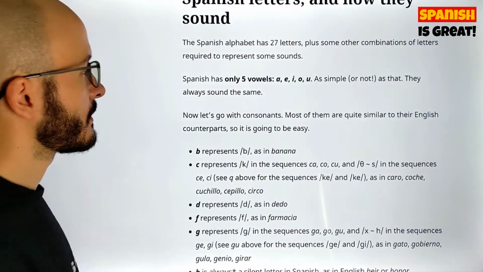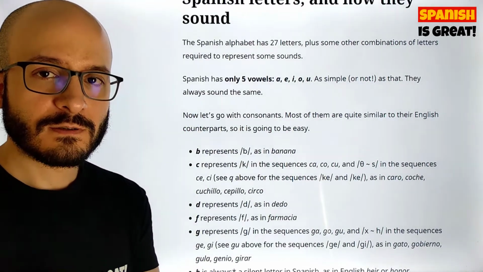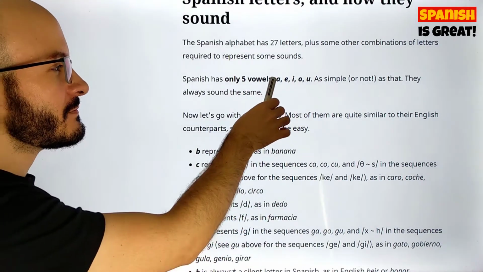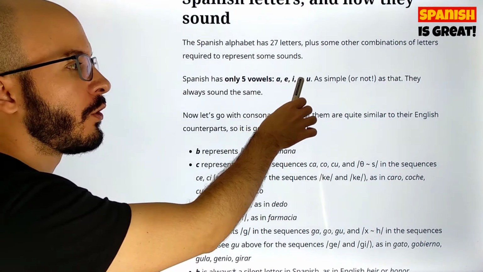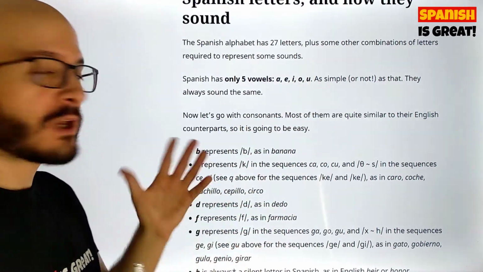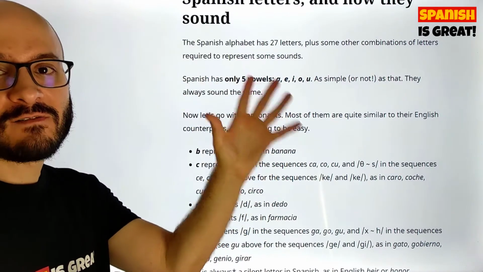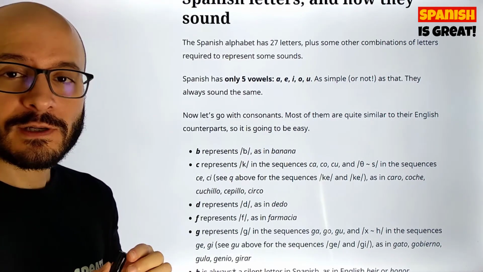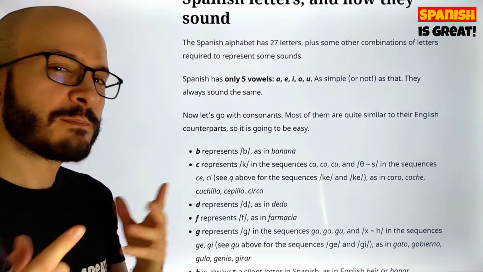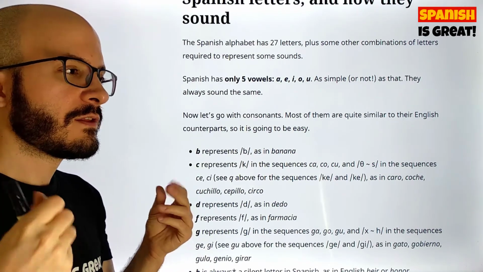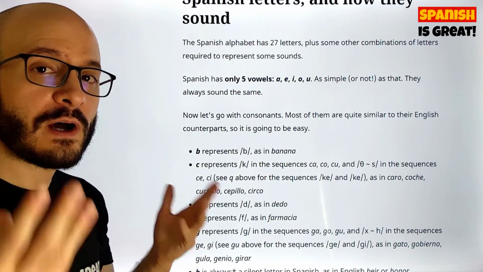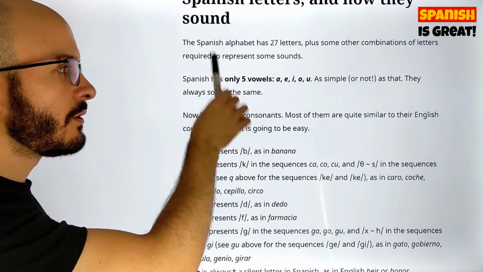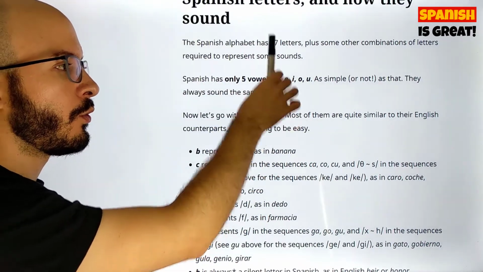Okay, so let's begin. Spanish has only 5 vowels, so this is super easy. Or maybe not, we'll see. A, E, I, O, U. That's it. Also, we have 5 letters, 5 vowels. In English, depending on the variety of English, there are like 12, 13 or more vowels, okay? So there is a big difference here, no? Spanish has only 5 vowels, A, E, I, O, U, no?